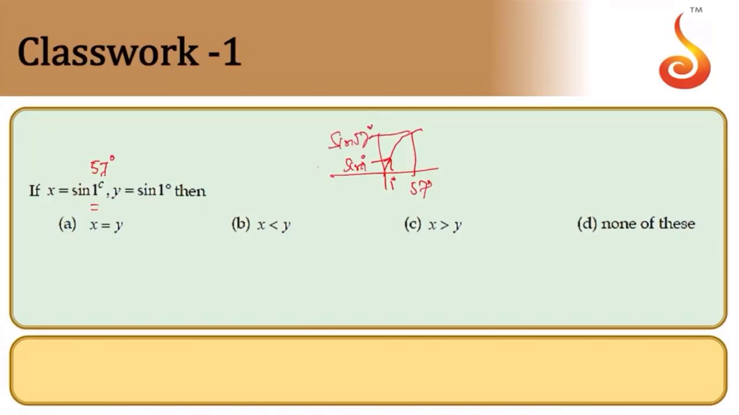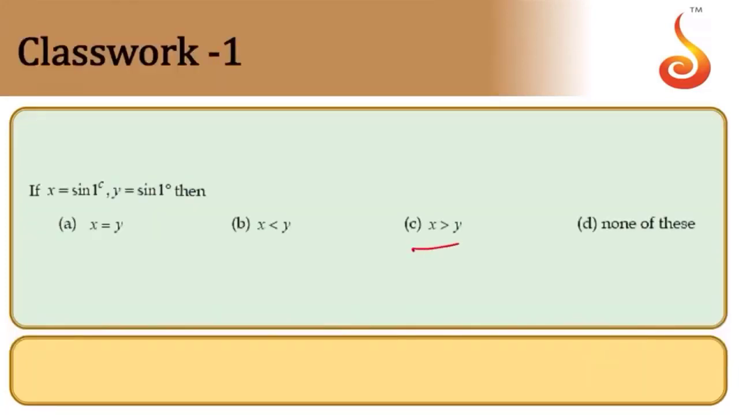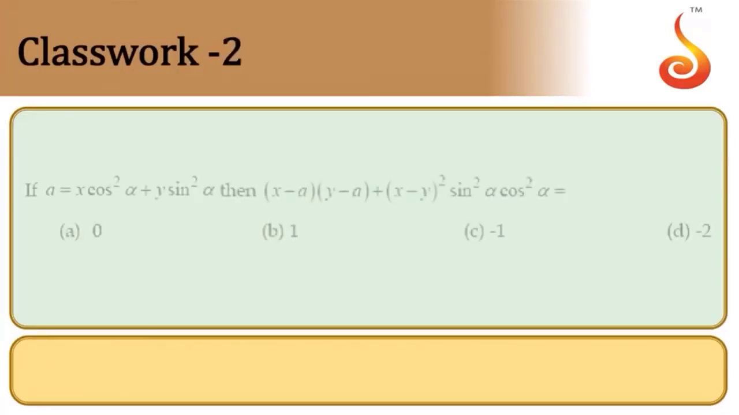Clearly you can see that this is x and this is y. Sorry, this is x equals sine 1 radian, y is equal to sine 1 degree. So x is always greater than y. So the solution for the problem is x is greater than y. So let's consider the second example.